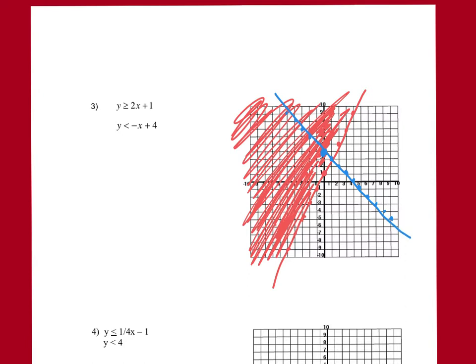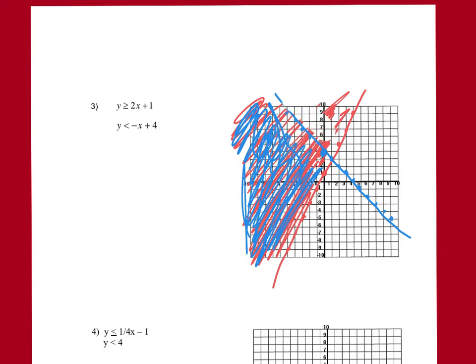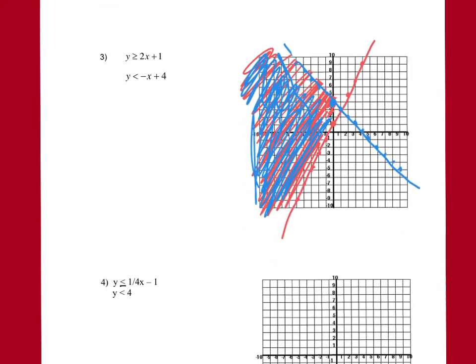And then it's y is less than, which means I need to shade below this line. So I only need to shade what it has in common with the other shading, which is going to be this portion, correct? What do I need to erase? Yep, this little part right here. Any questions on that?